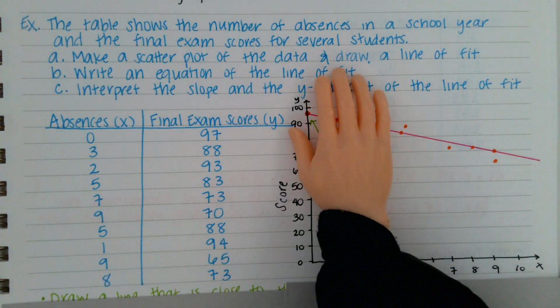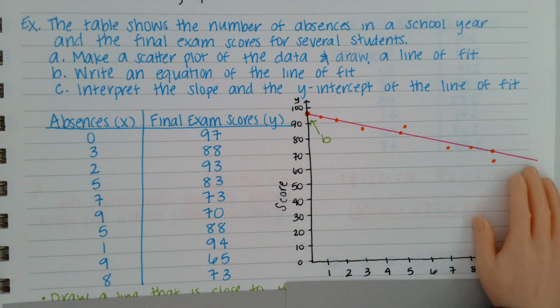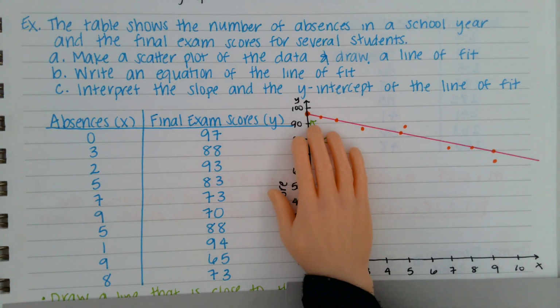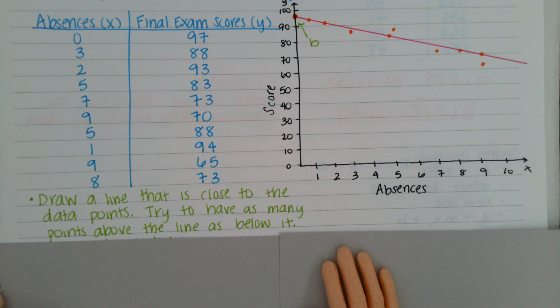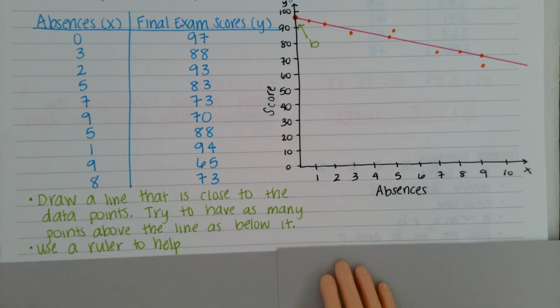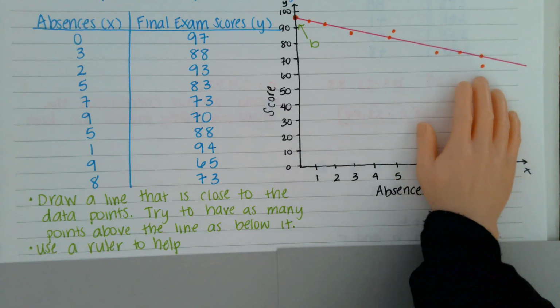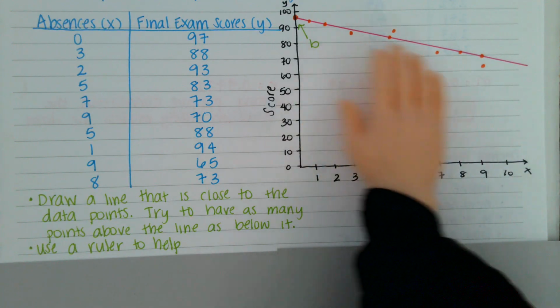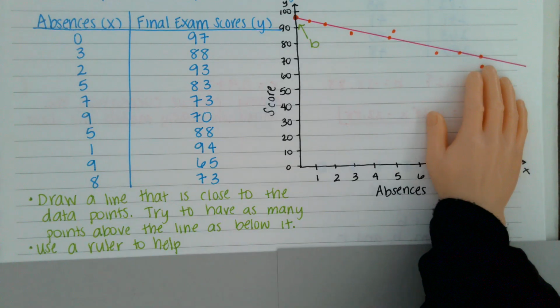So first it says draw the line of fit. So I chose to draw this pink line here, and it's going to have to go through as many points as possible. And then we are going to also balance how many points are above the line versus how many points are below the line. So this one has a few more underneath, but this is the line that's going to be able to go through as many points as possible.